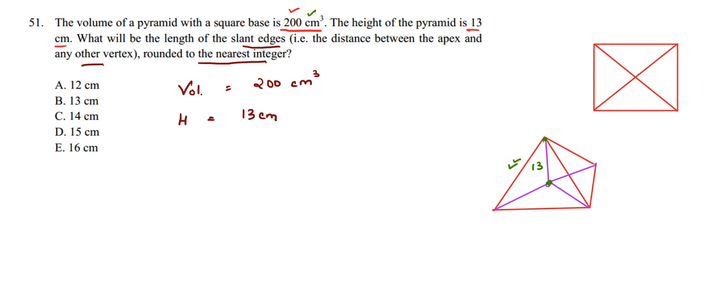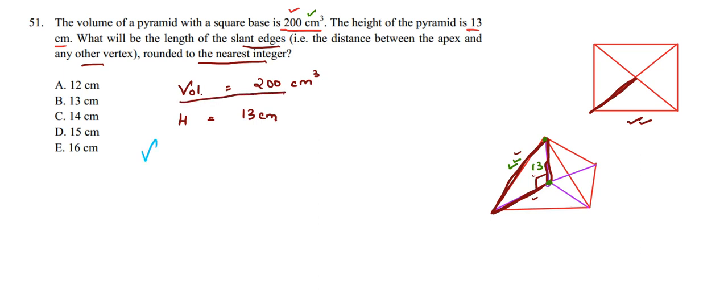So let us begin with our sum. To find the slant height, we can assume this to be a right angled triangle, right angled at the center of the square. For this we have the height, that is 13. All we need is the base, and from that we can find the hypotenuse. The base is half of the diagonal of the square. For this base we need to find the side of the square, and the side of the square can be found from this volume.